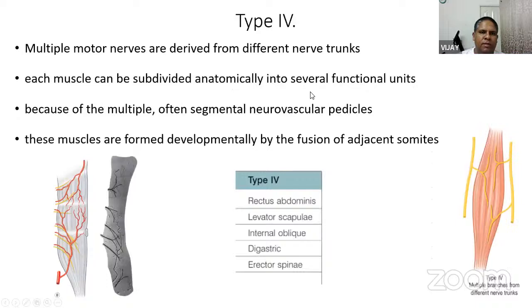Type 4 has multiple motor nerves coming, 1, 2, 3, 4 like this. Each muscle can be subdivided anatomically into several functional units because of the multiple, often segmental, neurovascular bundles. These muscles are formed developmentally by fusion of adjacent somites. Usually they traverse the neck or a long thigh, etc. So rectus abdominis, internal oblique, and erector spinae muscles. Multiple branches with different nerve tracts.